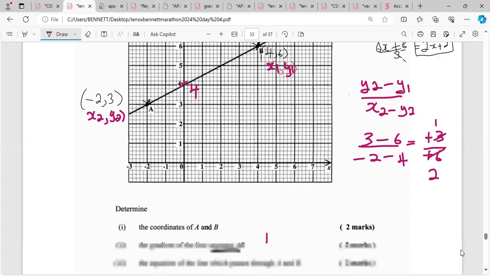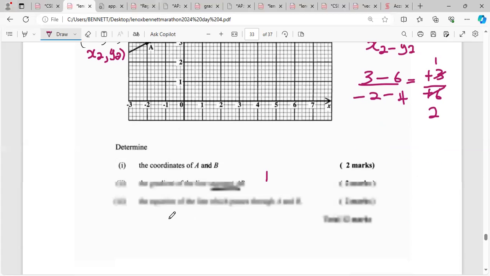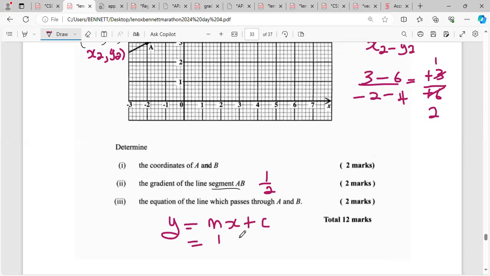And of course, we know that the equation of the line is in the form y equals mx plus c. So m represents the gradient, so it would be y equals a half x plus 4. So that would be the equation of the line. So you'd have gotten 6 marks for this.